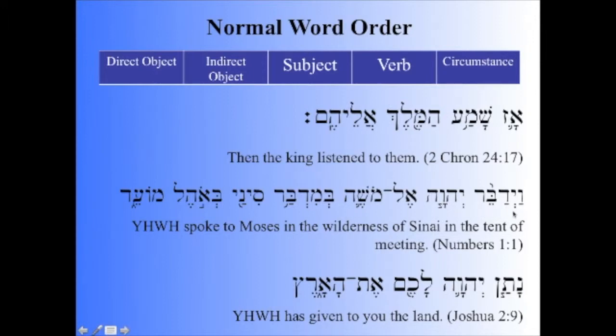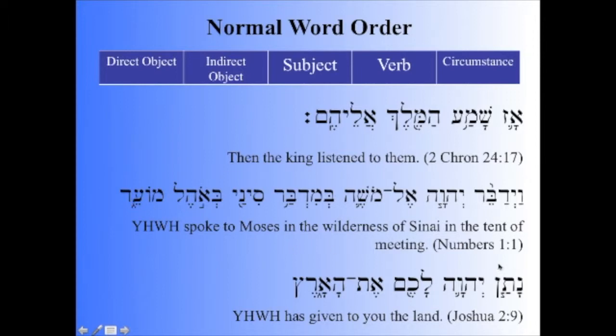Another example here, we have the vav consecutive itself begins with sort of its own built-in circumstance. It's a narrative past tense. Then the verb, subject, and here we actually have three indirect objects. The Lord spoke to Moses in the wilderness of Sinai in the tent of meeting.